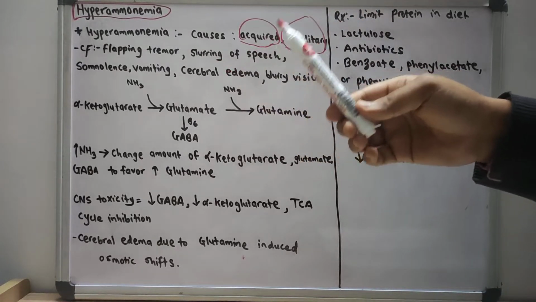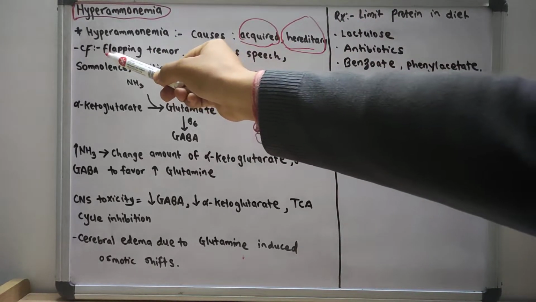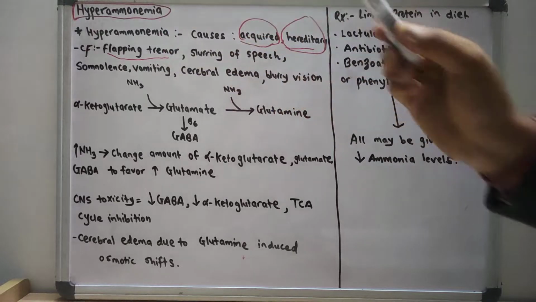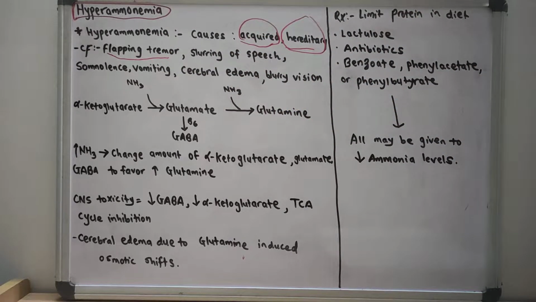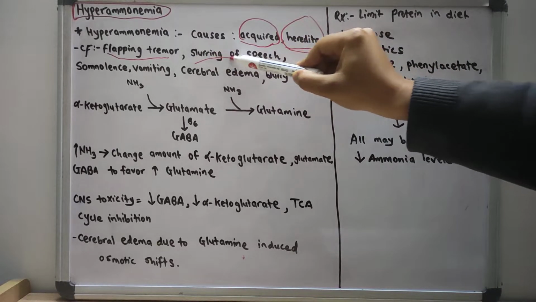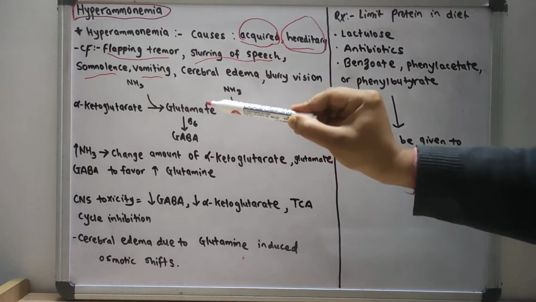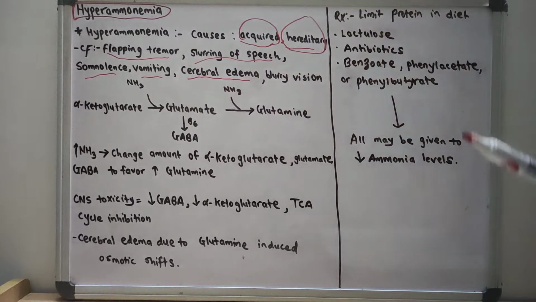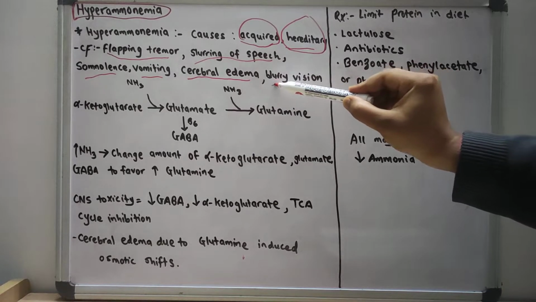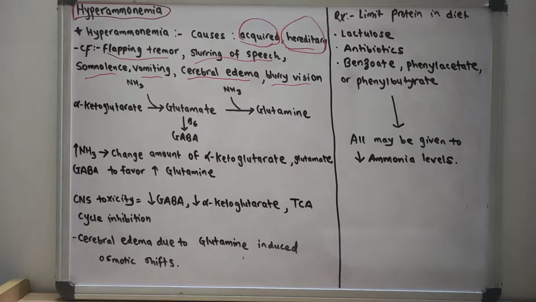The person with hyperammonemia will present with a flapping tremor, for example asterixis. There could be slurring of speech, somnolence, vomiting. We can find the features of cerebral edema, or there could be cerebral edema. There would also be blurring of vision.